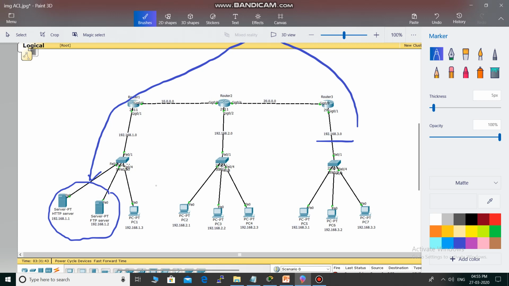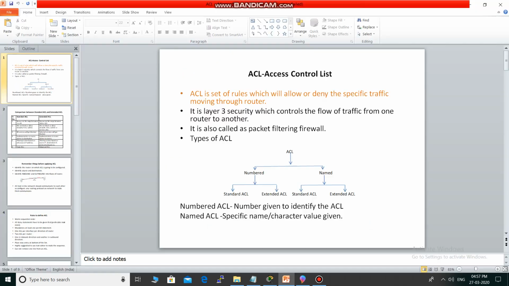Second example, suppose you want to deny this particular specific user from communicating with another network, that is 192.168.2.0, so you can do this also with the help of ACL. So with the help of ACL you can deny or allow a particular host, a particular subnetwork or services running on that network.